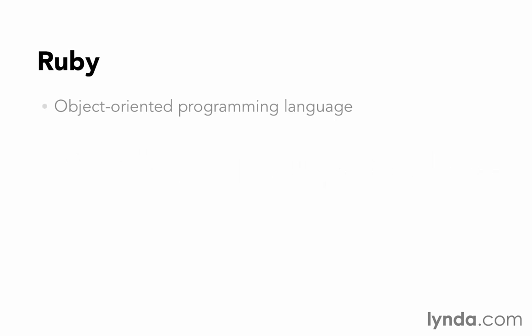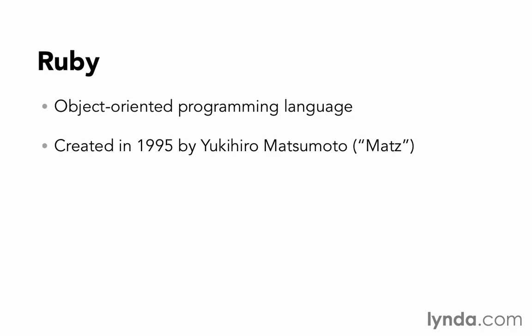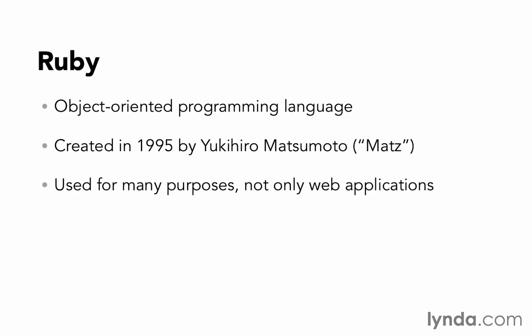So what is Ruby? Ruby is an object-oriented programming language. It was created in 1995 by Yukihiro Matsumoto, who often goes by the nickname Mats. Ruby can be used for many purposes, not just for web applications. It's just a general programming language. In fact, on lynda.com, we offer Ruby Essential Training, which is training for the Ruby programming language.